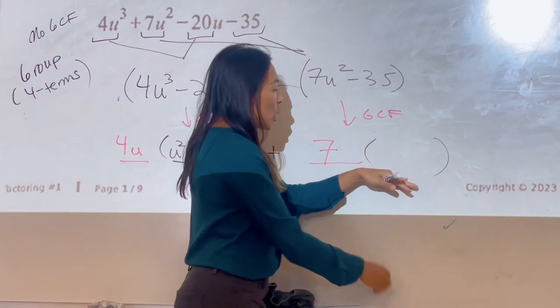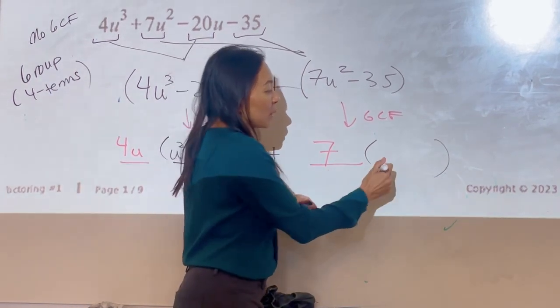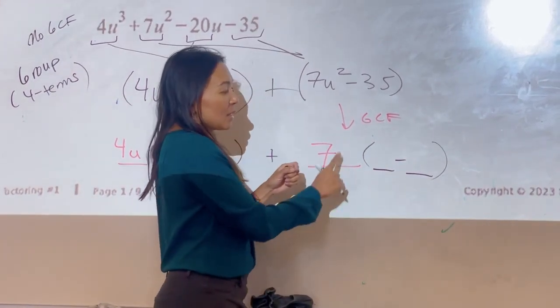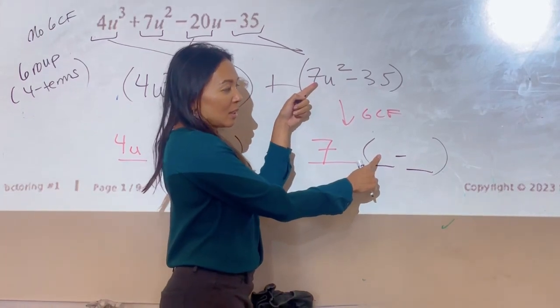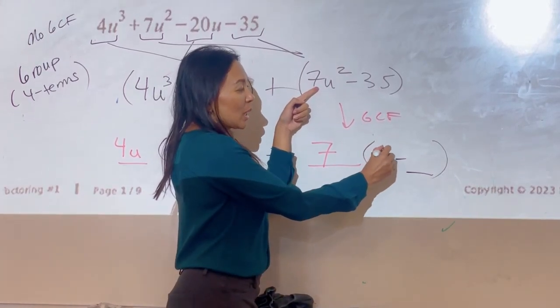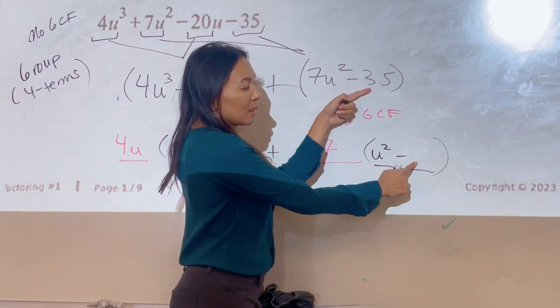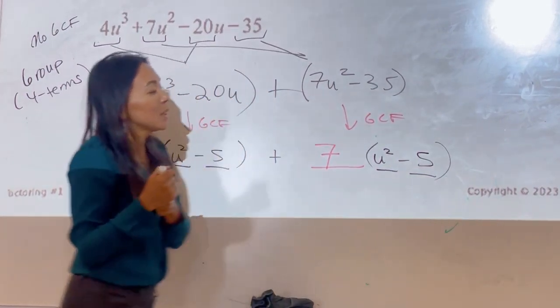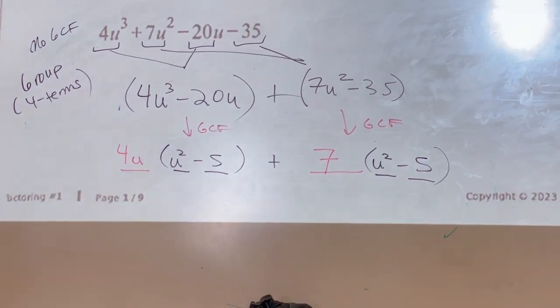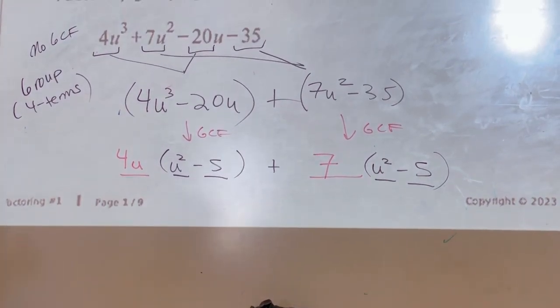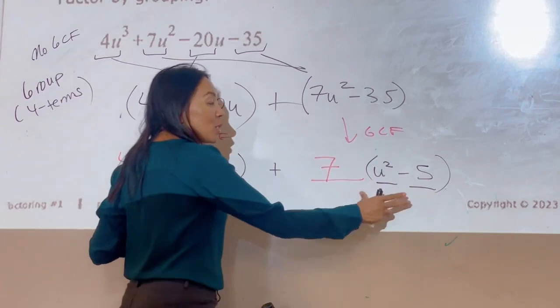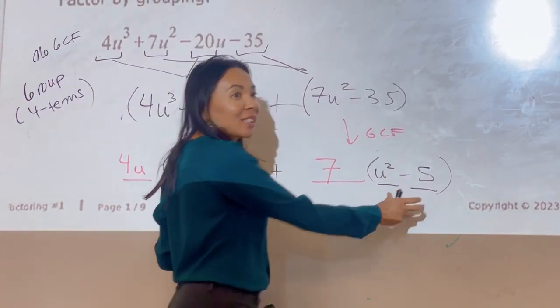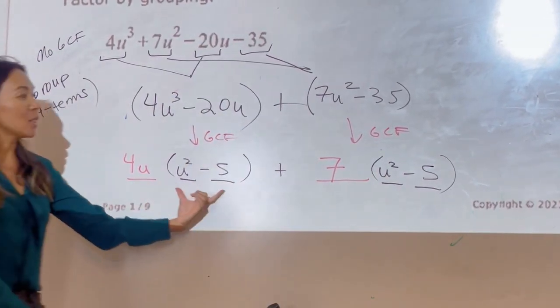Inside here, what do I get when I have blank minus blank again? 7 times what? U squared. 7 times what? Negative 5. Right. What do you guys notice? The things in parentheses are matching. Right. That out of these 2 groups, there's a greatest common factor now. Right? So notice these 2 are exactly the same.